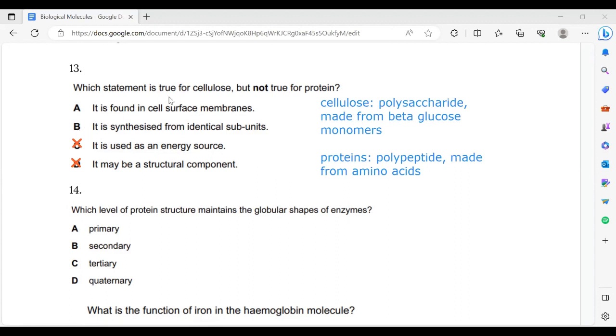Now let's look at the one last remaining option, and that is it is found in cell surface membranes. It's not true for cellulose because cellulose is not found in cell surface membranes. So you can cross it out because it already fails a condition. Our answer is option B.